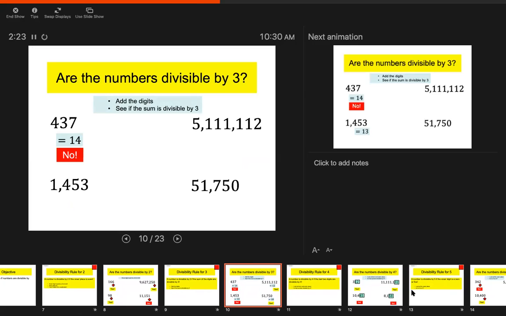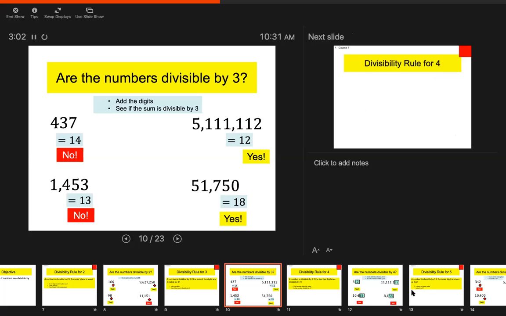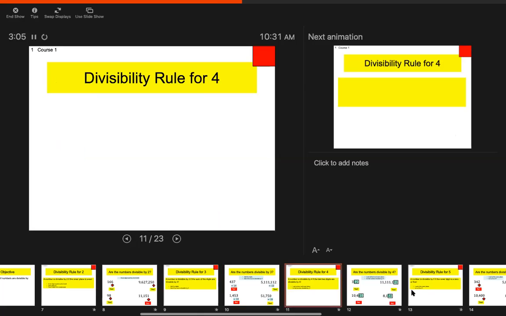1,453: 1 plus 4 is 5, plus 5 is 10, plus 3 is 13. 13 is not divisible by 3, so the whole number is not. 5,101,112: let's see, 5 plus 1 is 6, 7, 8, 9, 10, plus 2 is 12. 12 is divisible by 3. I don't like this example because the last 2 digits are 12. It kind of gives you the impression that's what I did, but I added up all the digits, so I need to change that for next year. So yeah, 12 is divisible by 3, so that whole big number, that 5 million number, is divisible by 3. 51,750: let's see, 5 plus 1 is 6, plus 7 is 13, plus 5 is 18. 18 is divisible by 3, so yes. We good on the divisibility rule for 3, okay?